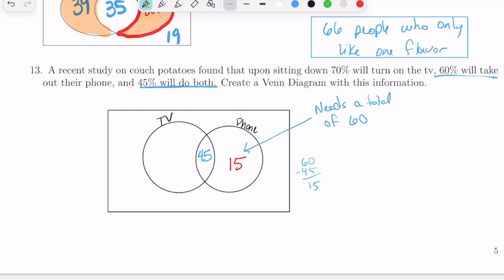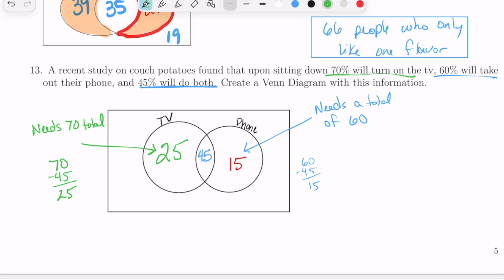On the other side, for TV, I know that it needs 70 total. 70 people will turn on the TV, 70%. And I already have 45. So if I subtract off the 45 that I already have, that gets me 25 more. So we'll put our 25 out here.